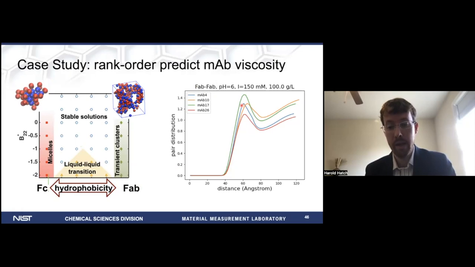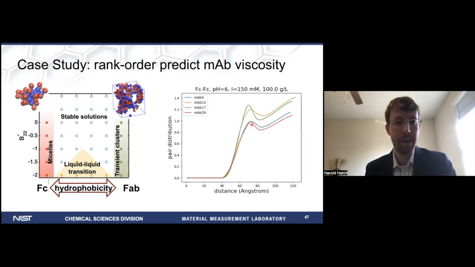The blue had the high viscosity. If we look at the Fc-Fc interaction, the blue one is down here with red, but the orange one is almost as high as mAb 17, which had the high viscosity. What that means is that the orange one is more in the center of this axis, because both the Fc and the Fab were high interaction. So it might be somewhere over here, but in the blue mAb 4 case, since the Fc interaction was lower, it pushed it into this transient cluster regime.